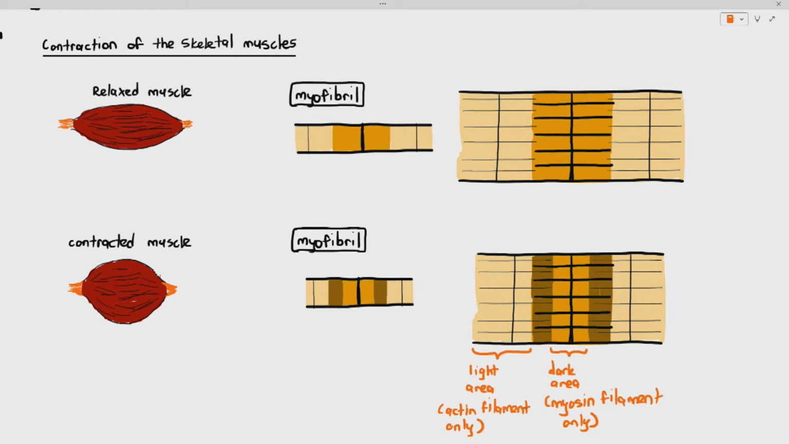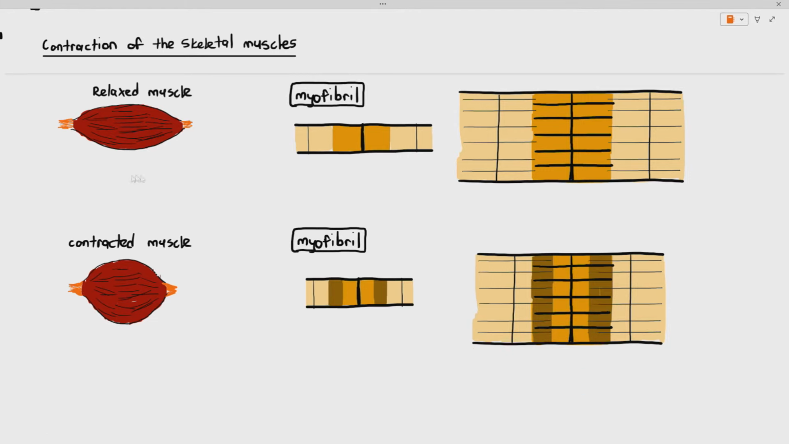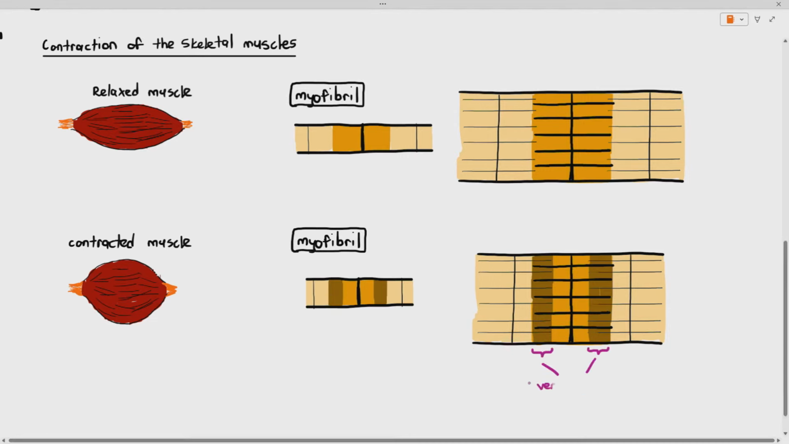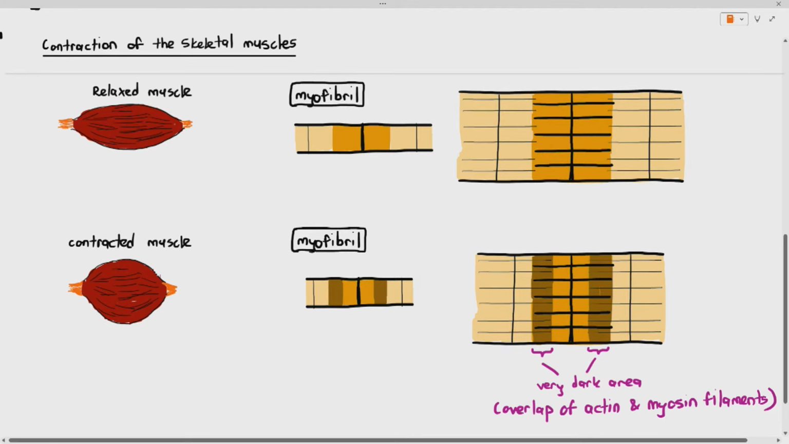But the much darker areas, if you can see that, I'm not so sure if you can see that through the video, but the much darker area appears because of the overlap between actin filaments and myosin filaments. That's why that area starts to become much darker.